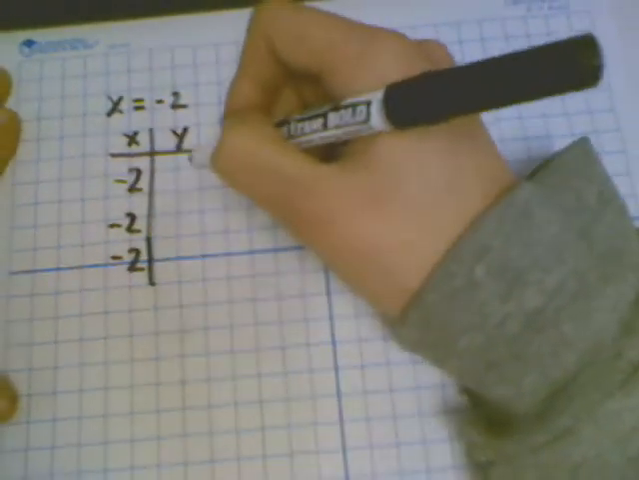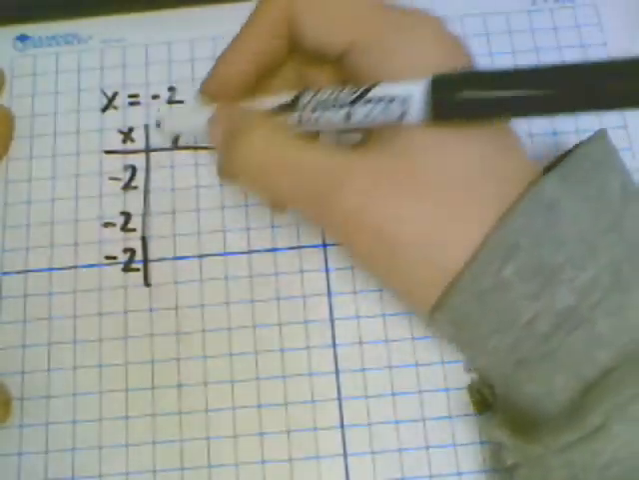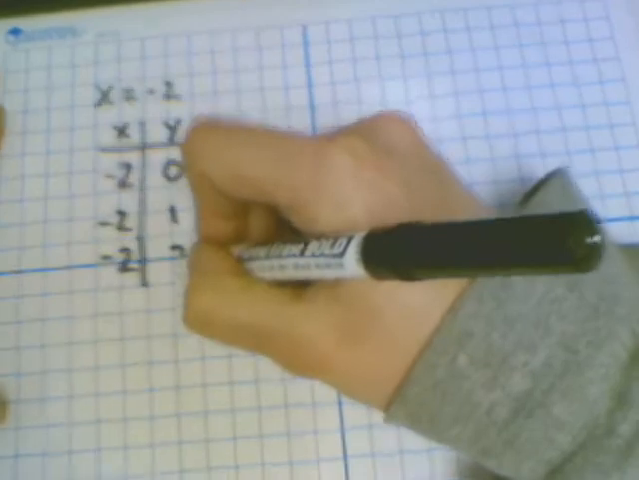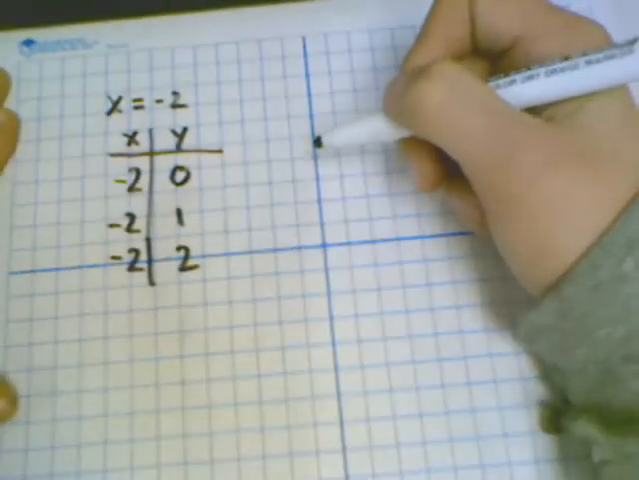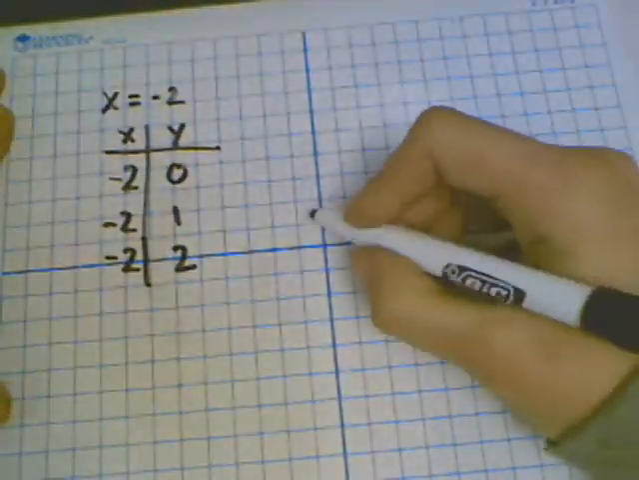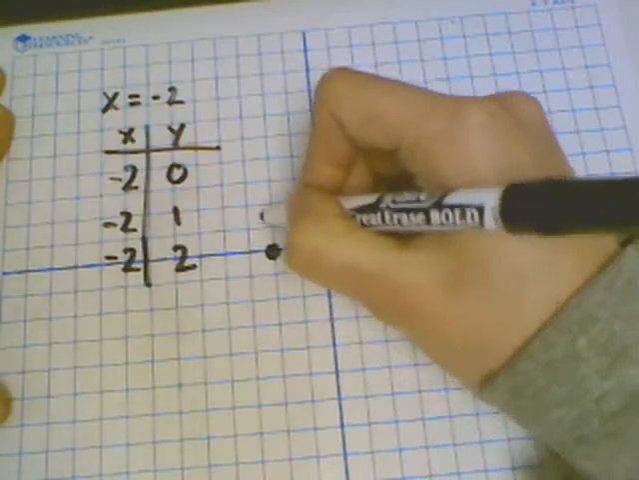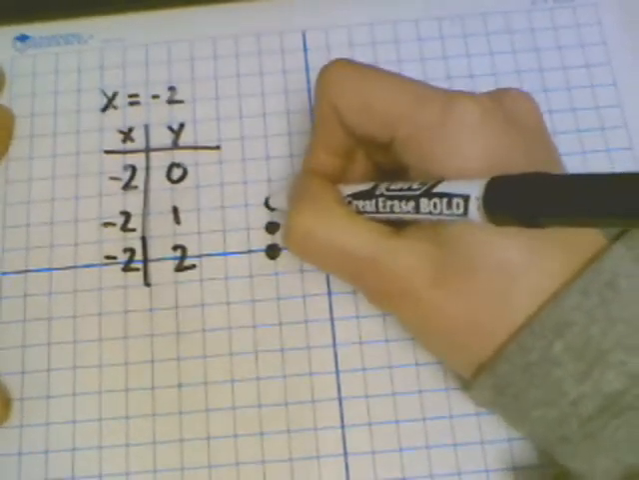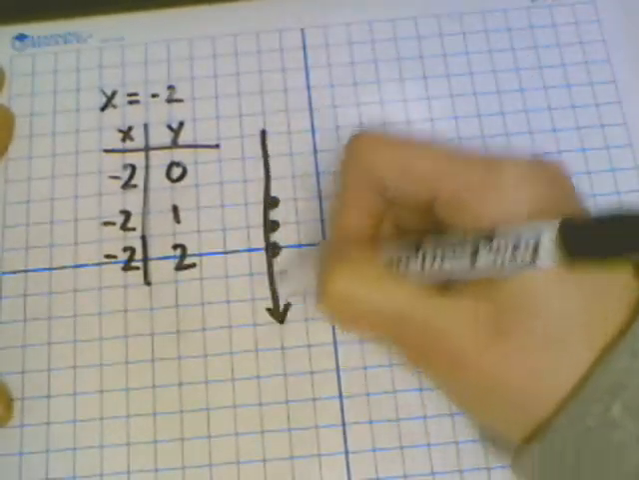So if x is -2, what's y? Well, that's a nice thing. y could be anything. I don't care about y as long as x is -2. So we can graph the point (-2, 0), or (-2, 1), or (-2, 2). That means my line is a vertical line.